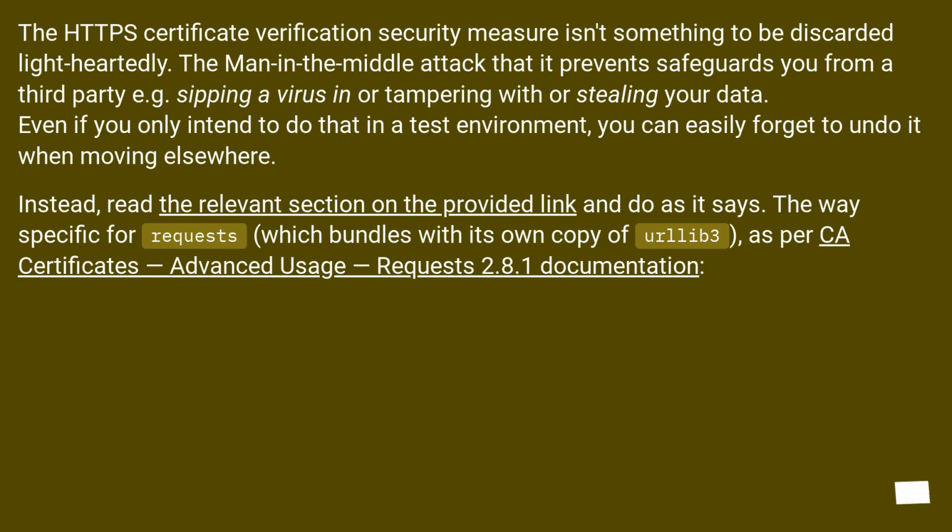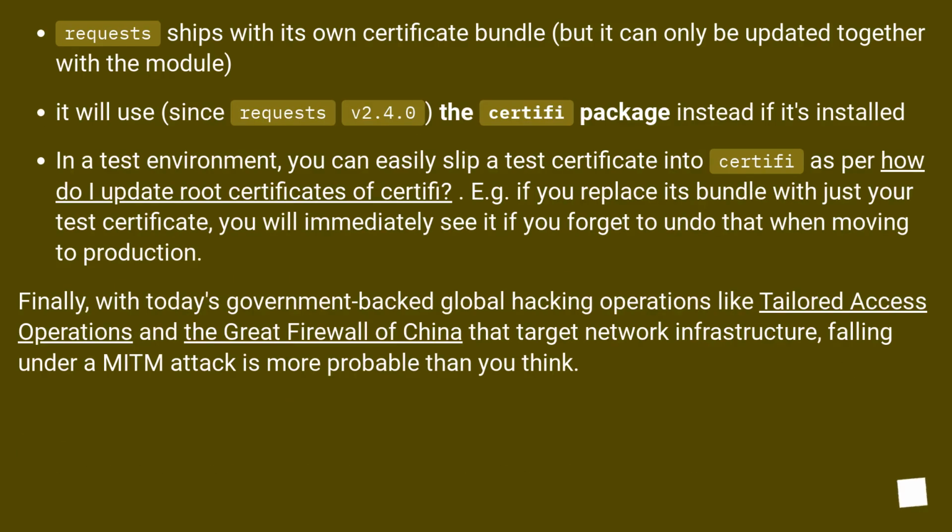The way specific for requests, which bundles its own copy of urllib3, as per CA Certificates, Advanced Usage, Requests 2.8.1 documentation: Requests ships with its own certificate bundle, but it can only be updated together with the module. It will use, since requests v2.4.0, the certifi package instead if it's installed.